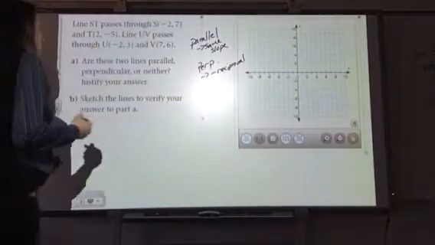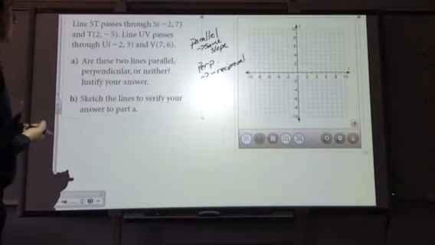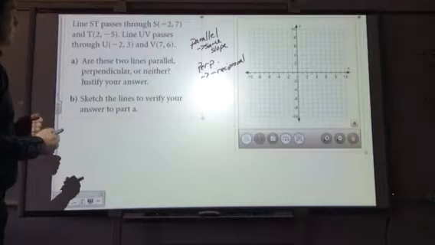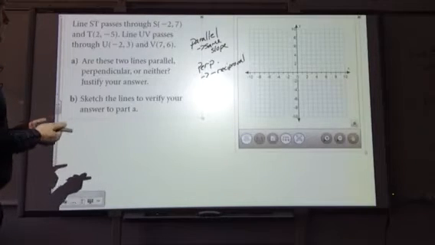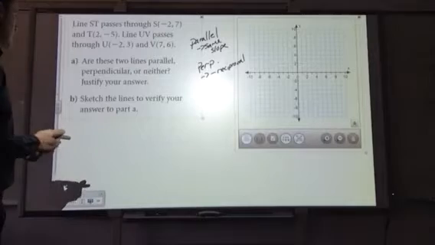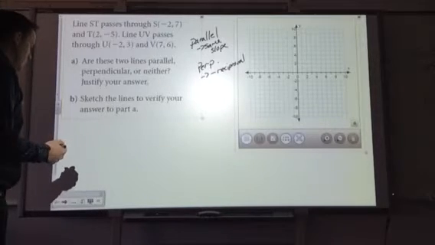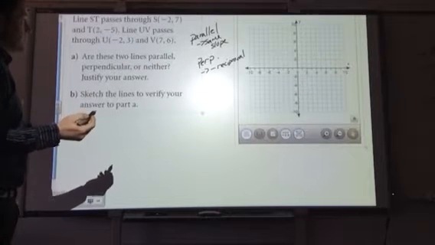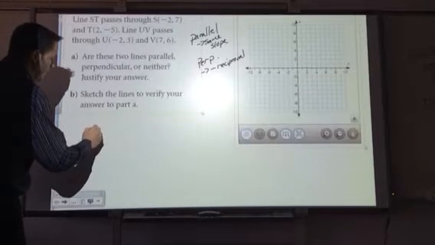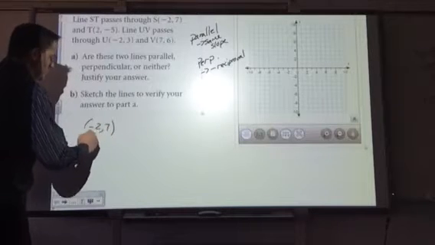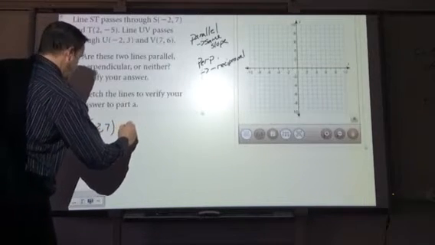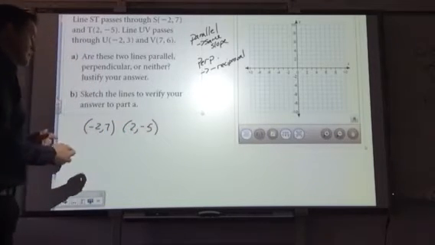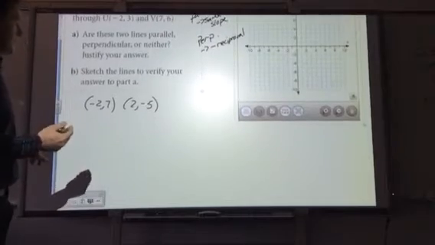So the question that I have here talks about line ST passes through the 2 points, S and T, and line UV. Are these two lines parallel, perpendicular, or neither? So justify your answer. Well, first thing, it wants us to verify to see which they are. So if we take S, -2 and 7, and T, 2, -5. Just going to write them like that so that we can do a quick check as to what the slope is.